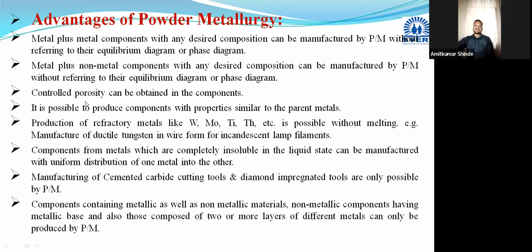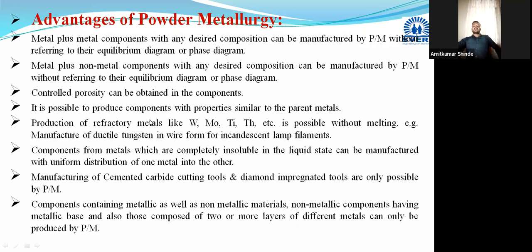The next advantage of this powder metallurgy technique is that with its help, we can manufacture a component which will give you properties very similar to the parent metals. In alloys, what we have seen is that some properties of parent elements get lost, but here that is not the case. It is possible to get the properties of parent metals in the final component also.